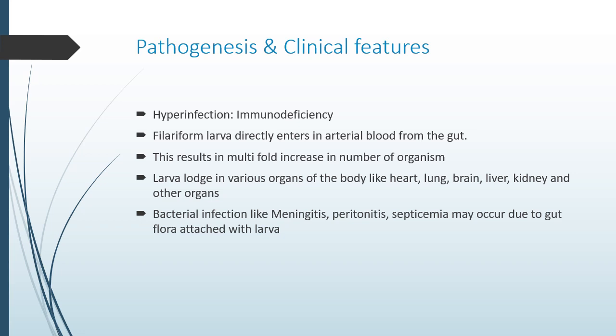The other thing which would happen is, because this larva would enter the blood from the gut. Now you know that the gut contains many bacteria, especially gram-negative bacteria, which is normal flora for the gut. But with this larva, it would enter a sterile body part like blood or meninges, and that bacteria would also enter with the larva in the bloodstream. The person is already immunodeficient, so in such a person it would lead to bacterial septicemia, meningitis, and all other complications. Again, the person may die due to that.